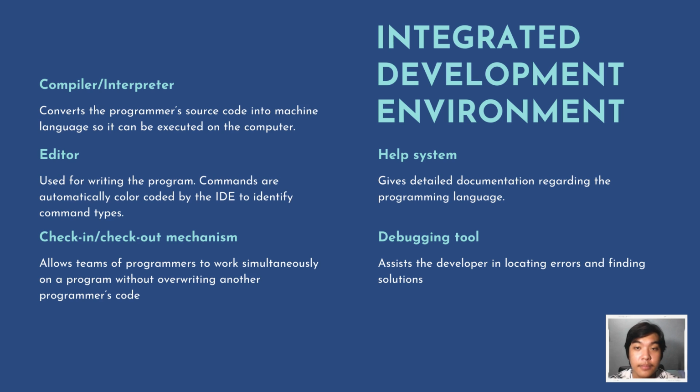Next, a help system. A help system gives detailed documentation regarding the programming language. Third, the compiler/interpreter. This converts the programmer's source code into machine language so that it can be executed on the computer. Fourth, a debugging tool. This assists the developer in locating errors and finding solutions. And lastly, a check-in and check-out mechanism. This tool allows teams of programmers to work simultaneously on a program without overwriting another programmer's code.